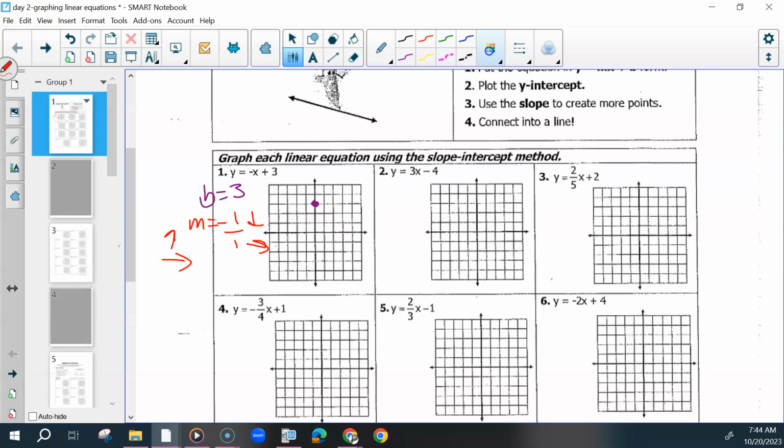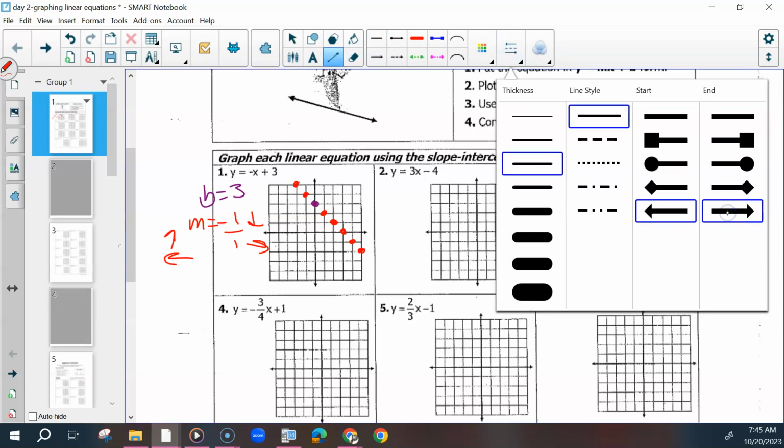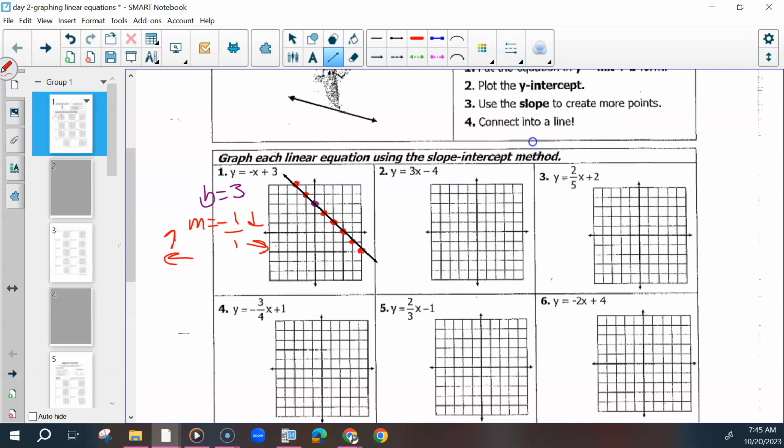So from the y-intercept, I'm going to go up 1 to the left 1 as many times as possible and fill up your graph. And then go back to the y-intercept and go down 1 to the right 1 as many times as possible and fill up your graph. Then once you have all of your points, you're going to connect all the dots with a line, and make sure you have arrows at the end because lines go on forever and ever in both directions.